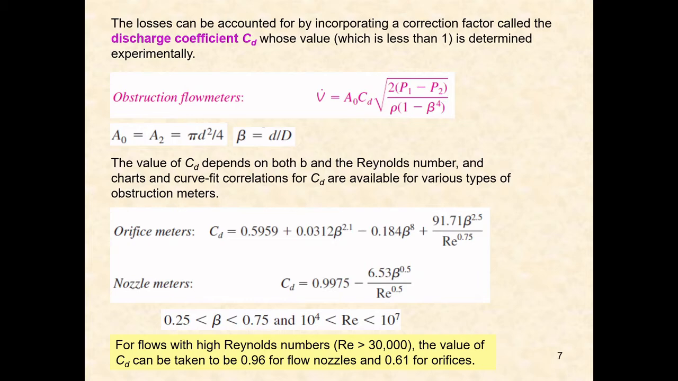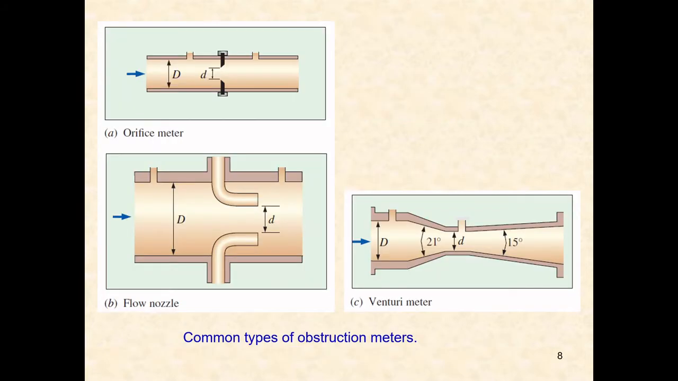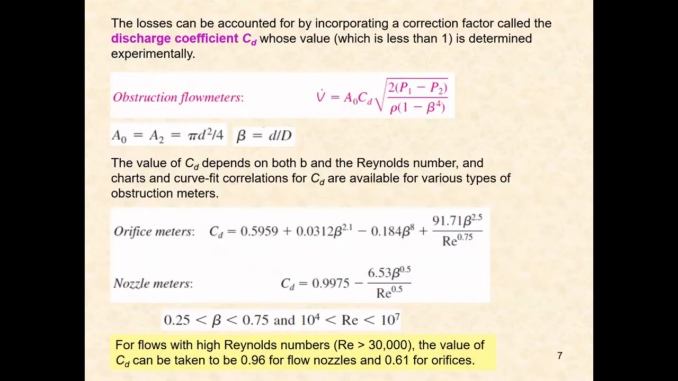Charts and curve-fit correlations for CD are available for various types of obstruction meter, for example orifice and nozzle meters. Just now we showed the example of obstruction or constriction, which is the orifice, and other forms of constriction are the flow nozzle and the venturi. For the orifice and flow nozzle, the discharge coefficient CD is determined using beta as well as the Reynolds number. So we use equations referring to different meters.